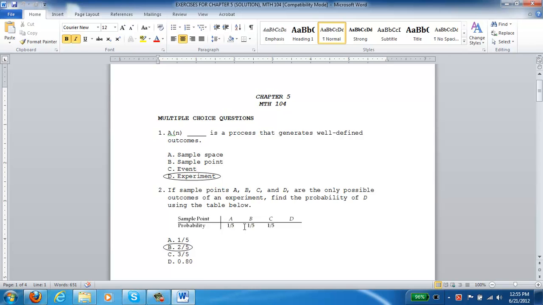So 1 over 5 plus 1 over 5 plus 1 over 5 is 3 over 5. 1 minus 3 over 5 is 2 over 5. So the summation of the four probabilities has to be equal to 1.